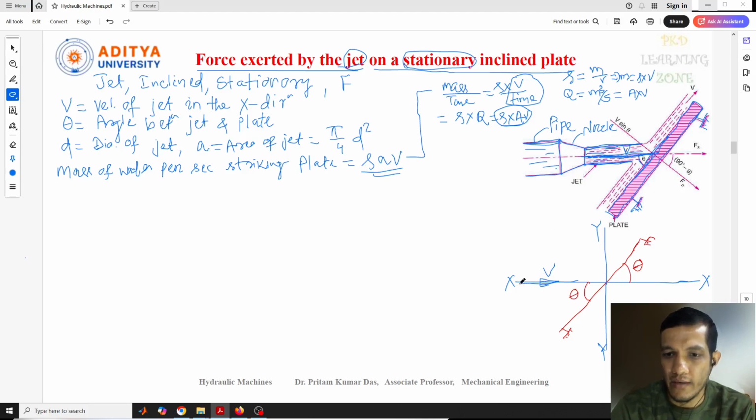So this is one part. Now what we need to calculate is the force exerted by the jet on the stationary inclined plate. So this is the inclined plate. Here the jet of water is moving in this direction, so obviously the force exerted by the jet on the plate also will have components. Suppose this is Fx, and this is Fy.